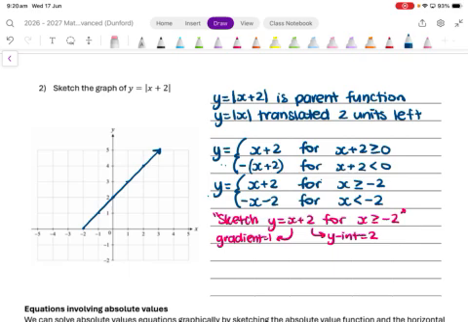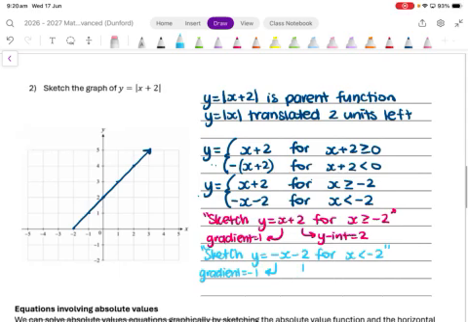Okay, that's our first portion of our graph. Then we would sketch y equals negative x minus 2 for x is less than negative 2. Okay, so that means we have a gradient equals negative 1, and our y-intercept is negative 2.